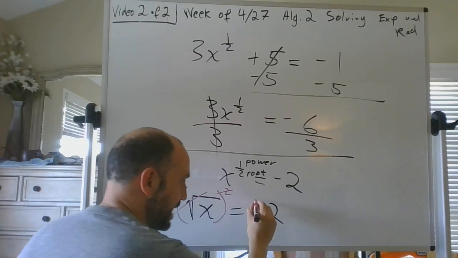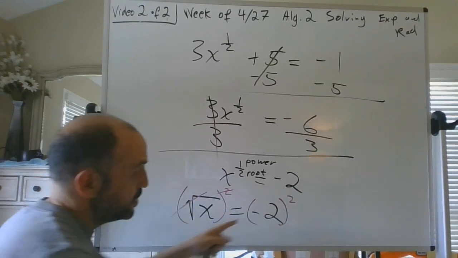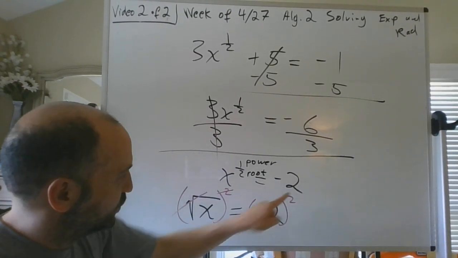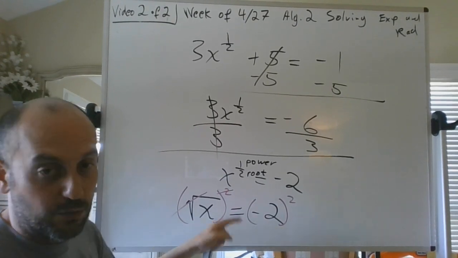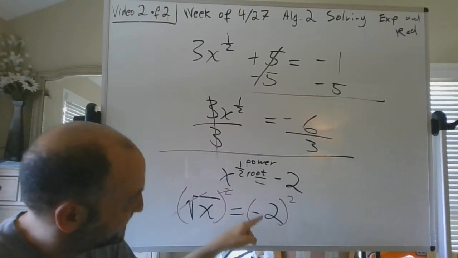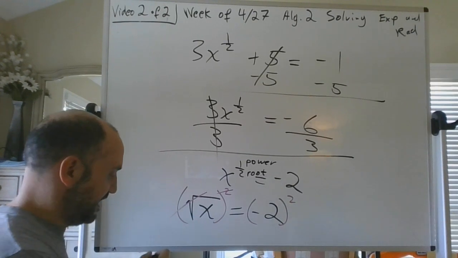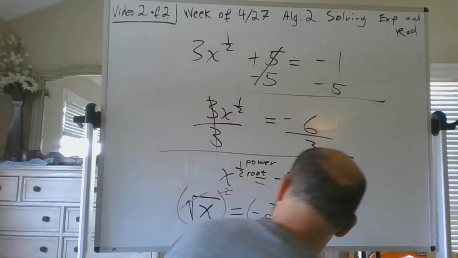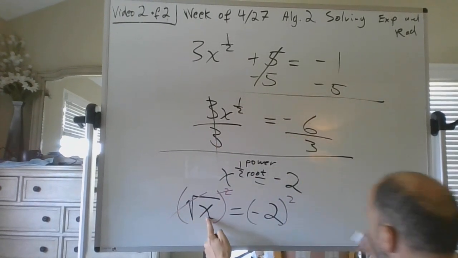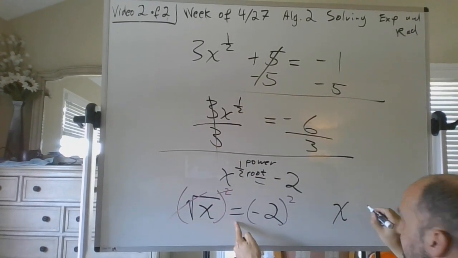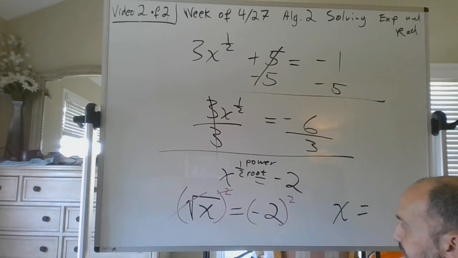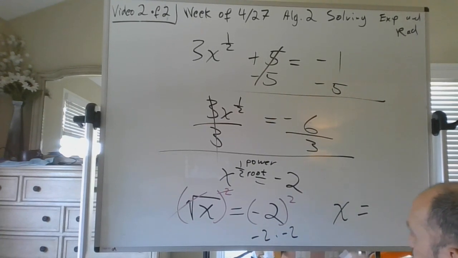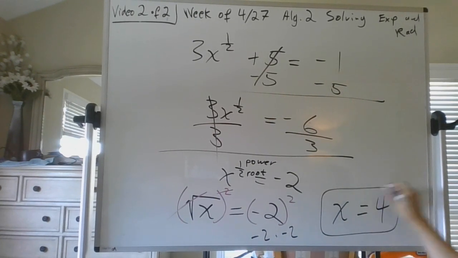What I do to one side, I must do to the other side. Notice I put it in parentheses because I can't just put a square there. I'm doing the whole thing. What I do to one side, I do to the other side, so you must do it to the whole thing. And that's what I was just talking about a second ago, okay? So what's that? Square root and square cancel. So I'm just going to have x equals -2 squared. That means -2 times -2, which is positive 4.